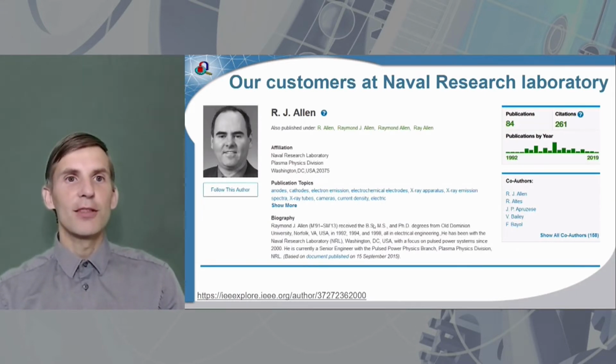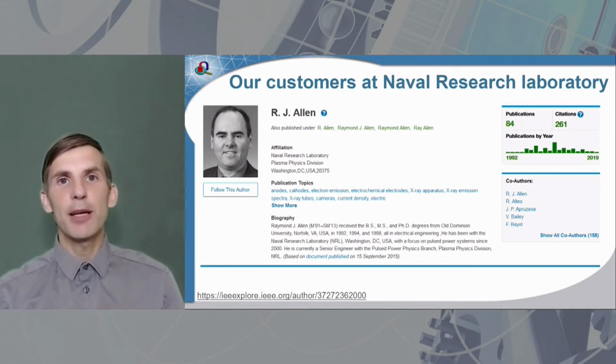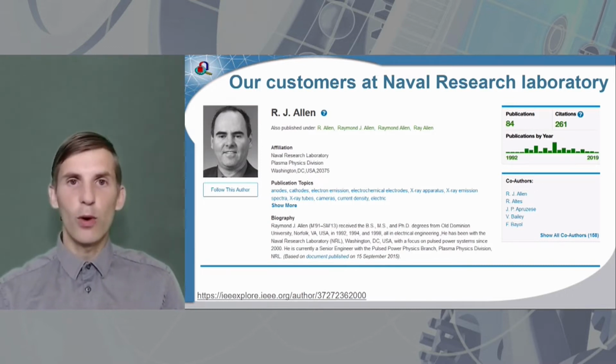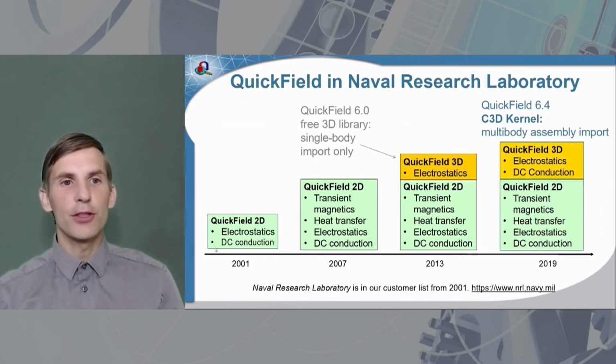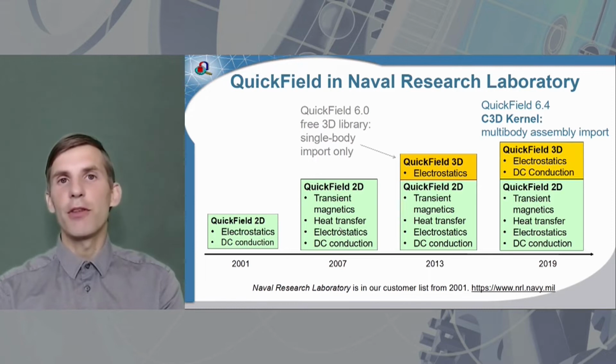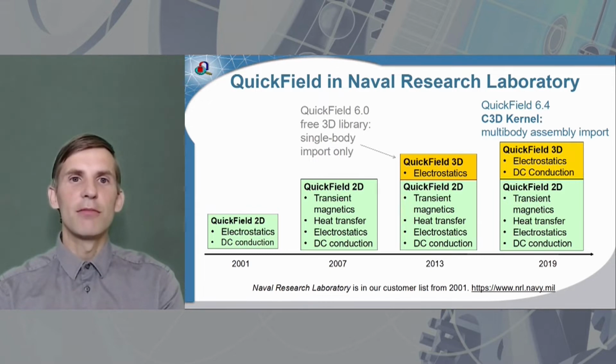Dr. Allen is our customer at Naval Research Laboratory. He has published more than 80 papers. He is a leading researcher at the plasma division of the Naval Research Laboratory. He started using QuickField in 2001. They have ordered electrostatics and DC conduction models. Then later they ordered transient magnetics and heat transfer. They used QuickField primarily for simulation of the devices they used for plasma physics applications.